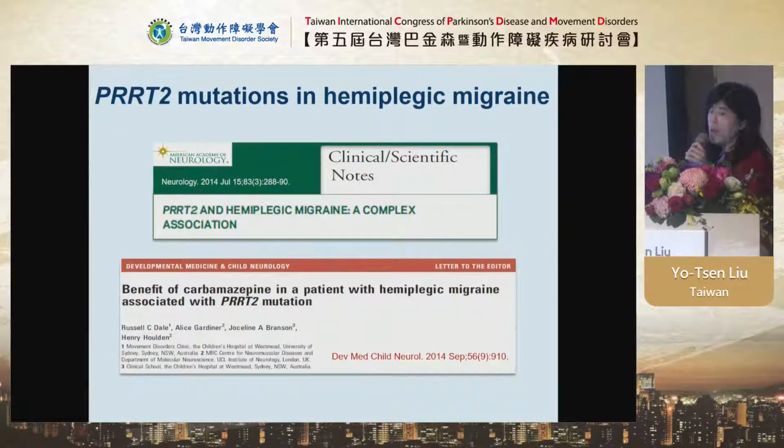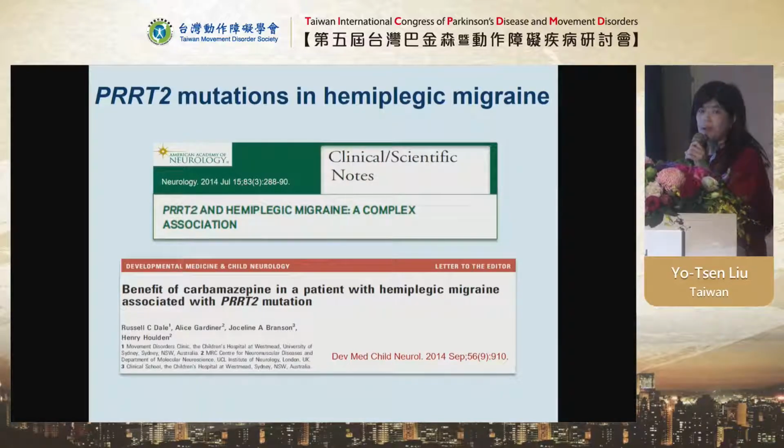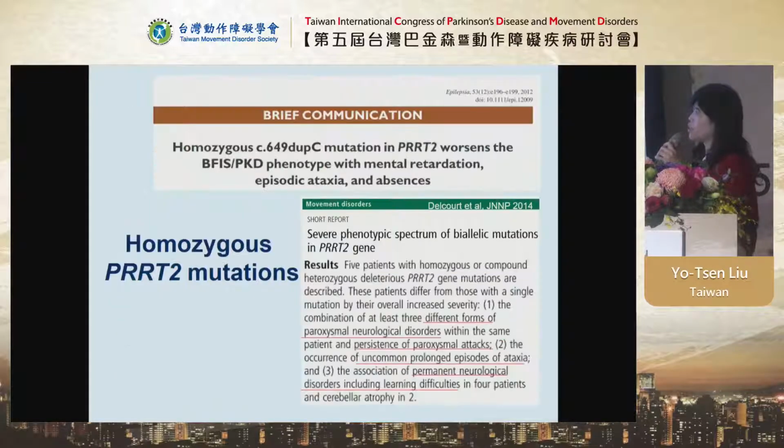Also, PRRT2 mutation can cause other paroxysmal neurological disorders. If you know it's caused by a PRRT2 mutation, you can still give carbamazepine, and the patient can still have an excellent treatment response. So for a heterozygous PRRT2 mutation, it's easy to treat.